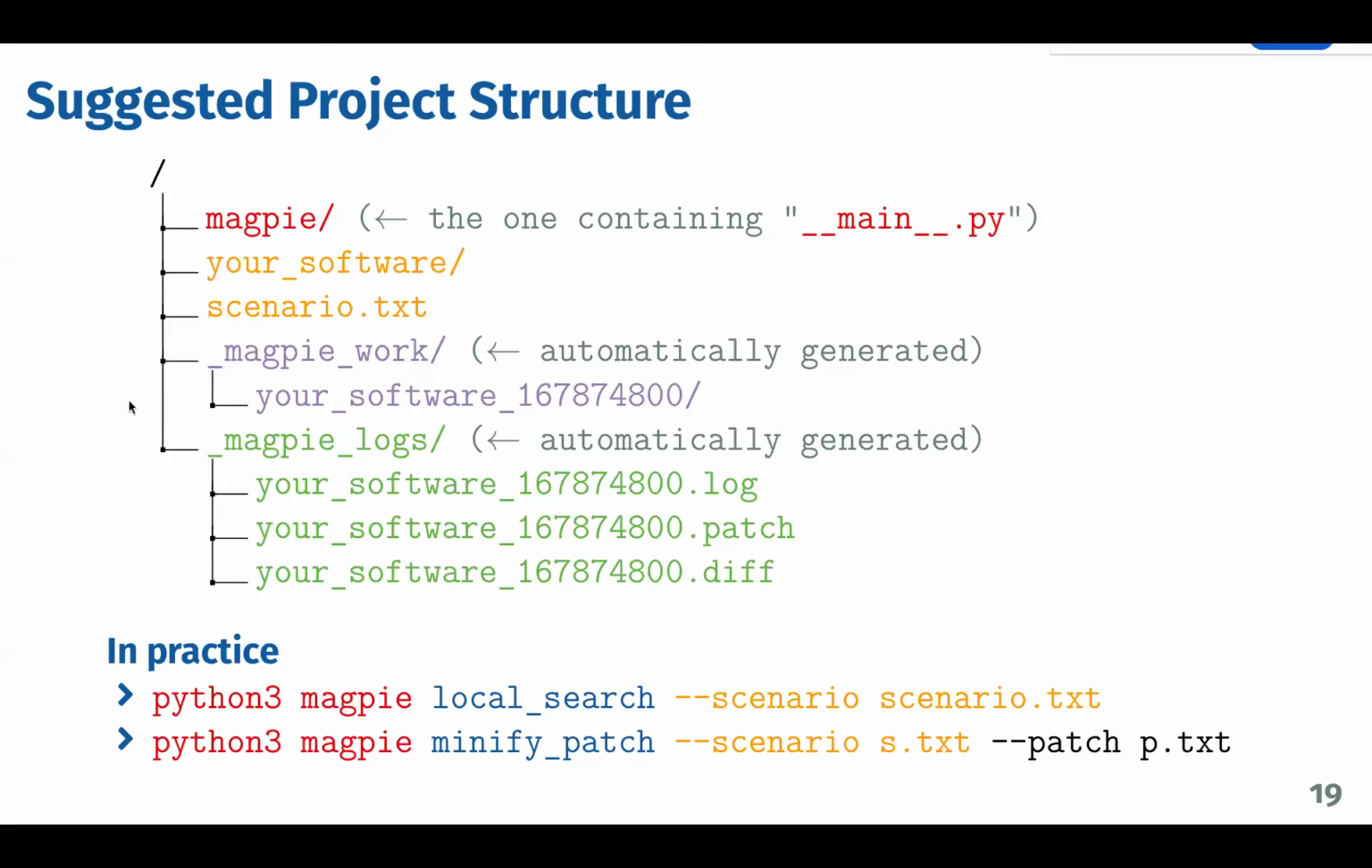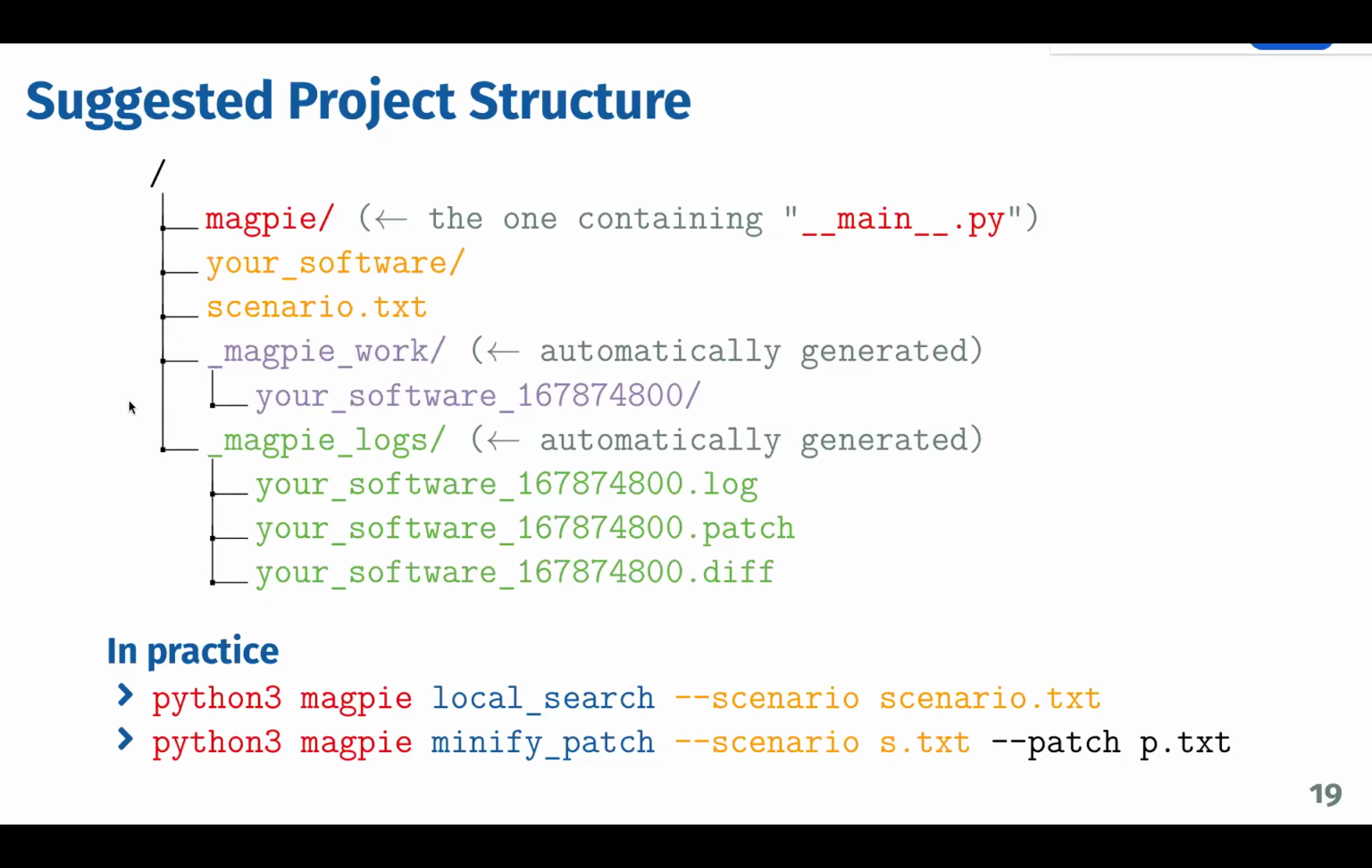You need to provide a scenario, and then you will be able to do things like python3 magpie local_search --scenario scenario.txt. Magpie will then automatically generate a folder, which is magpie_work. It will clone your software, try to apply transformations, run it, and it will generate magpie_logs, which will be basically the log of everything you've done, the final patch, and the final diff. Those are automatically generated.